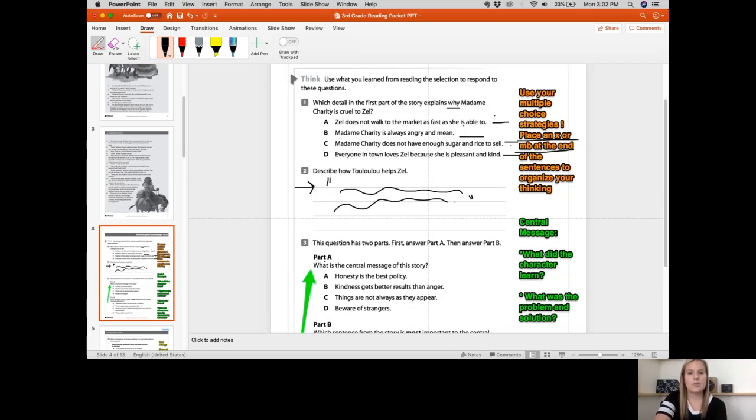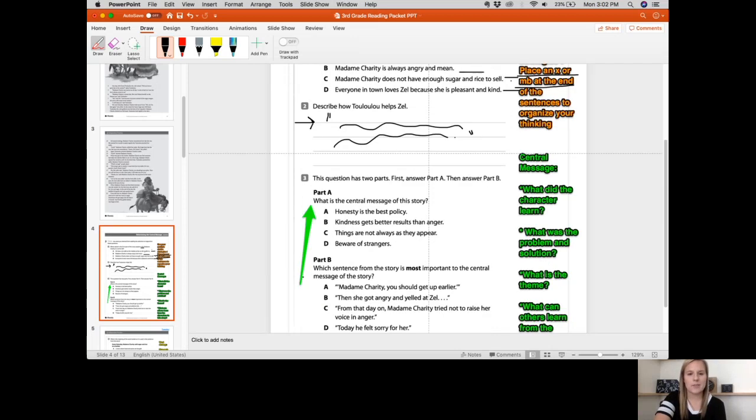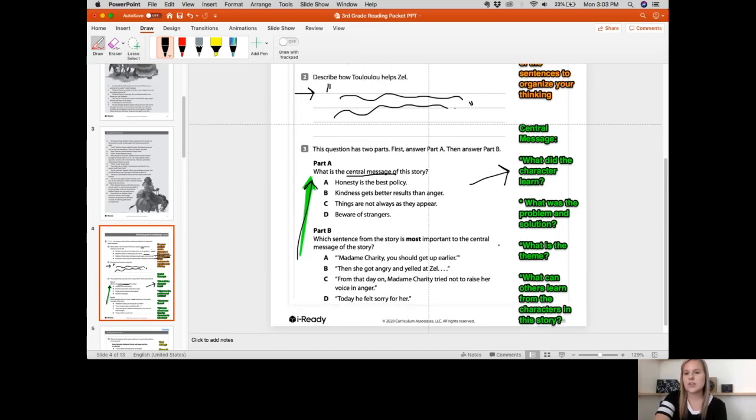All right, number 3 is a 2-part question. I made this arrow here because remember we talk about how part B supports part A. Part A and part B have to go together and make sense. The question is about the central message of the story. I gave you some reminders over here about the central message. What did the character learn? A central message is a moral or a theme that's within the story.